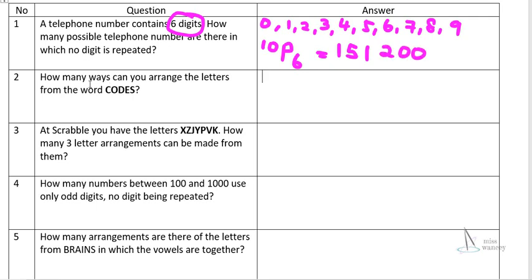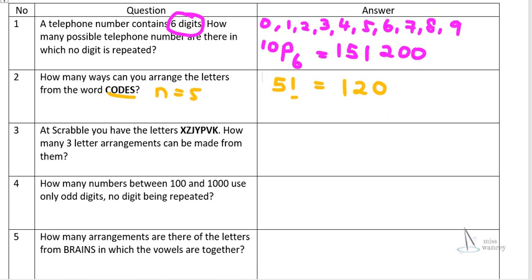Okay, so how many ways can you arrange the letters from the word CODES? So now we want to arrange CODES. Let us check how many letters there are: 1, 2, 3, 4, 5. So the number of letters is 5, and we want to arrange everything. So we are supposed to have 5 factorial. Nothing is identical, so simply 5 factorial, which is 120.